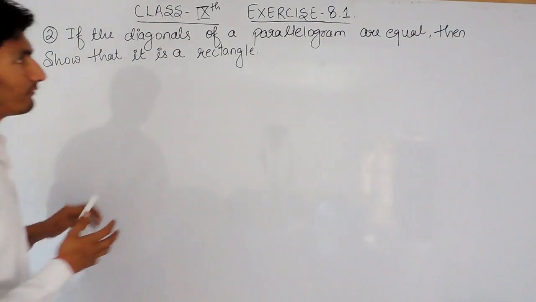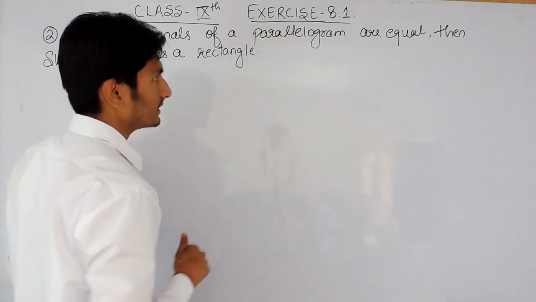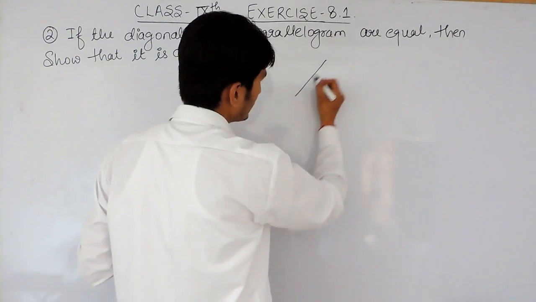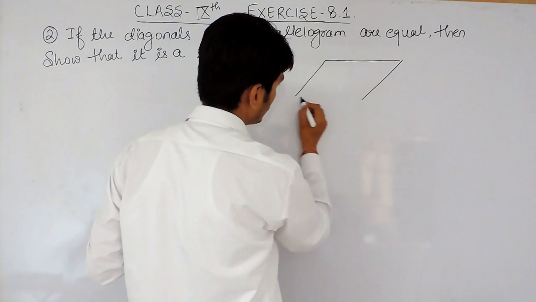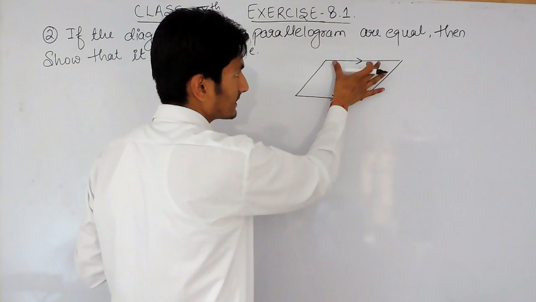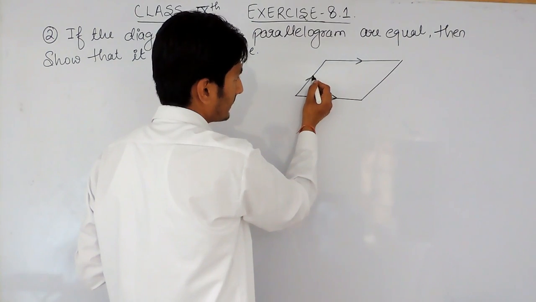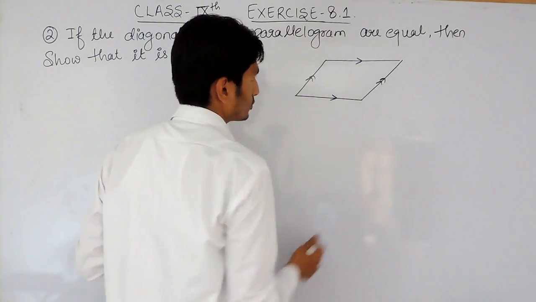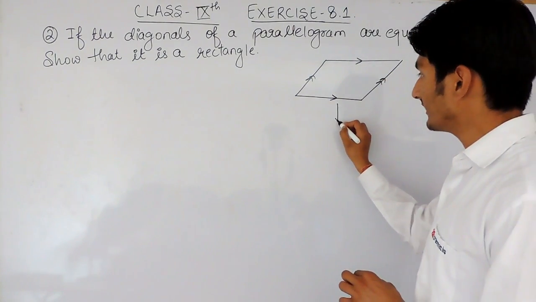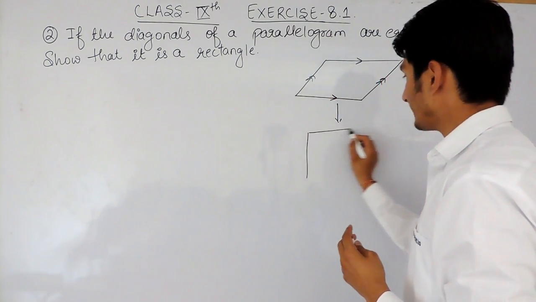Now in this case you have to prove that a parallelogram is a rectangle when its diagonals become equal. Now what is a parallelogram? A parallelogram is basically a four-sided figure having opposite sides equal and parallel. Means this side will be parallel to this as well as equal to this, and the same case with this also. So this is a parallelogram, and basically when this tilted figure is made straight, we get a rectangle.